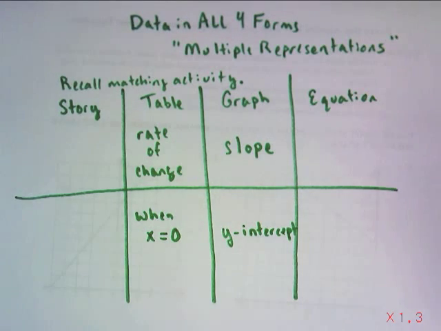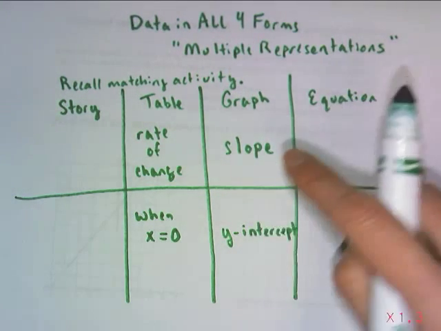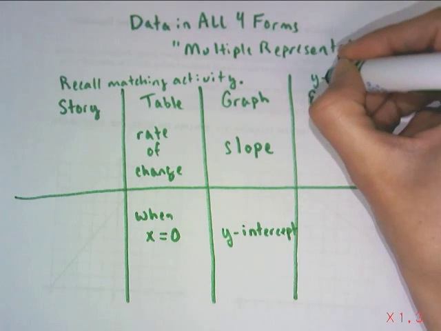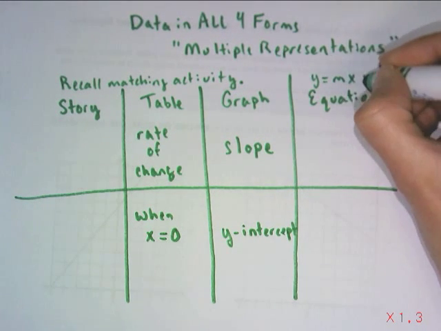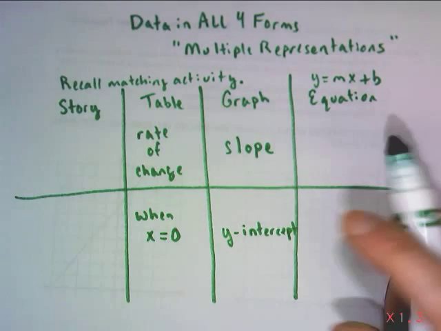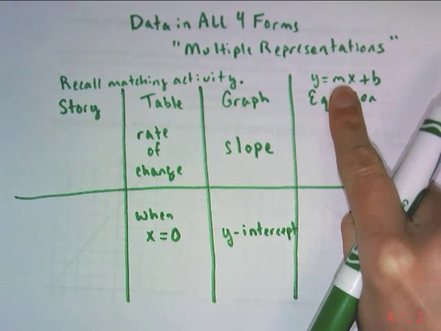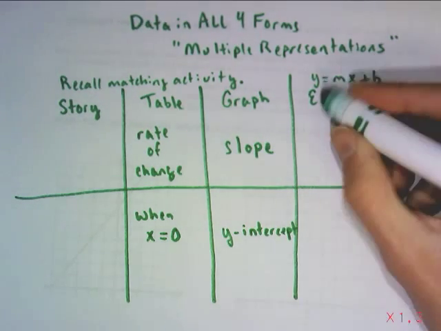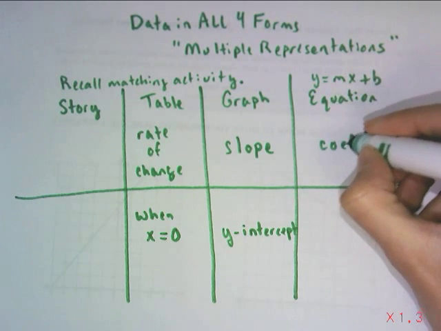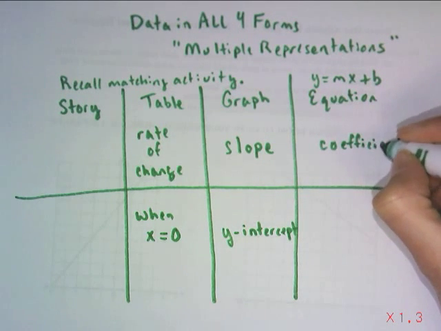So then we're thinking, all right, let's go to the equation. And so in the equation, where's the slope found? And the equation, of course, is always in slope-intercept form, which is y equals mx plus b. So where's the slope? Well, it's the m, and what do we call the thing that I multiply the variable by? The coefficient. Yes, so it's the coefficient of x.